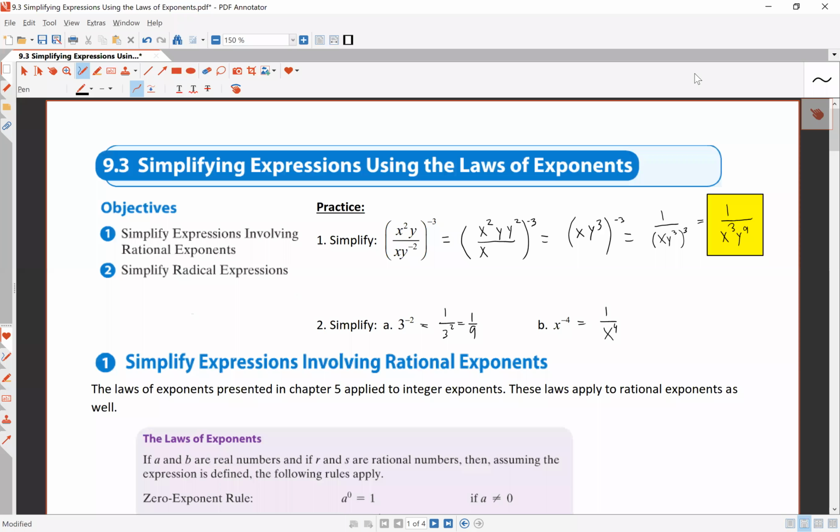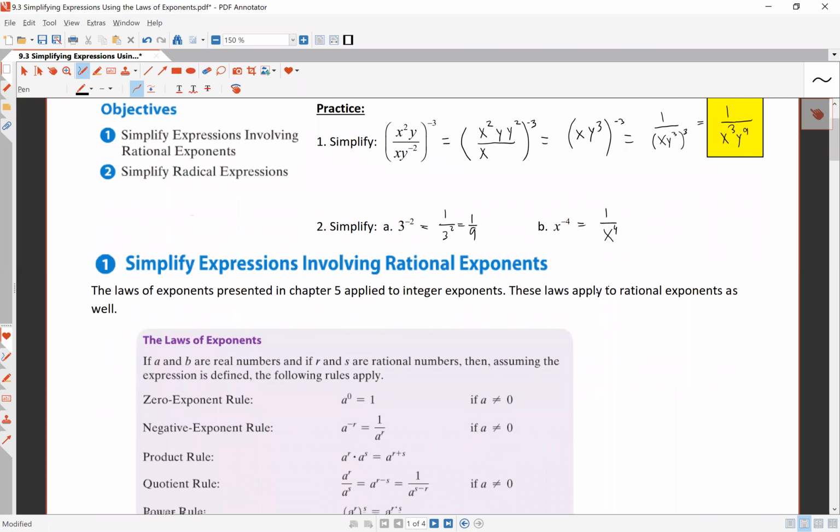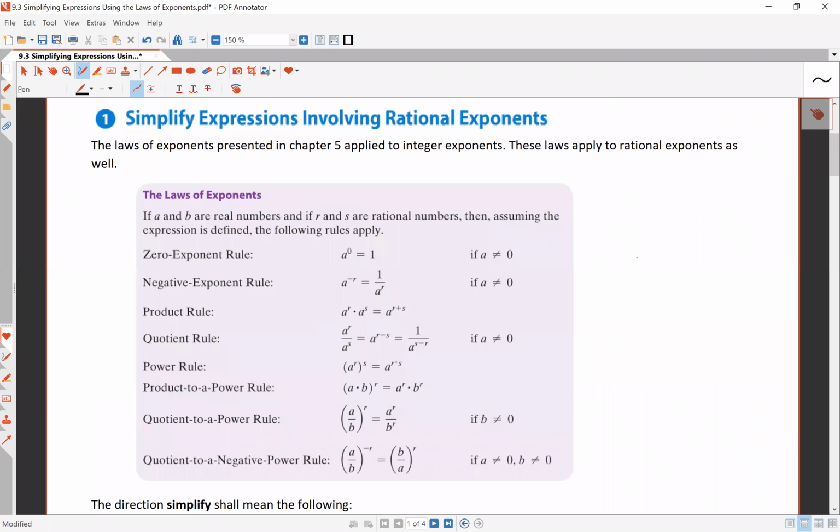This video covers section 9.3, simplifying expressions using the laws of exponents. Objective 1, simplify expressions involving rational exponents. The laws of exponents presented in chapter 5 applied to integer exponents. These laws also apply to rational exponents.